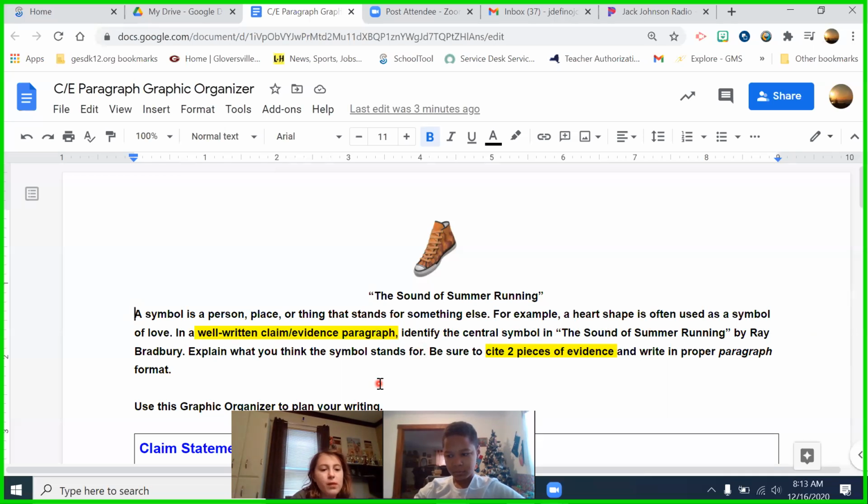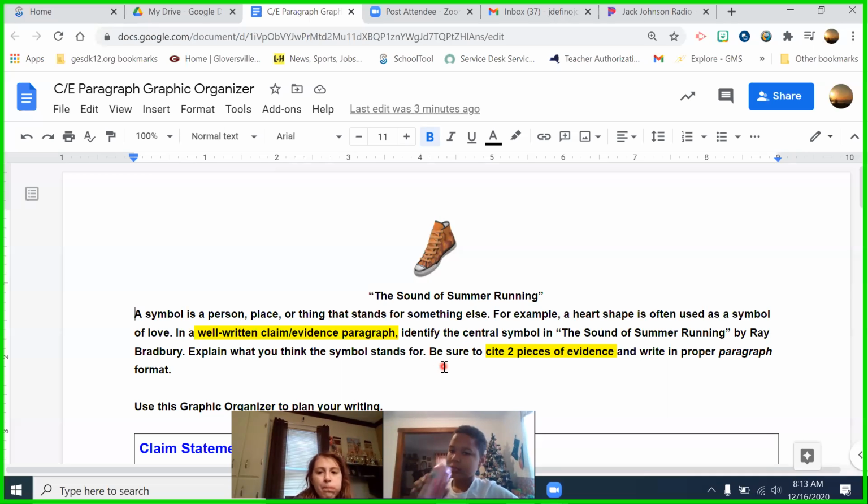What does that, why is that in my directions? I'm waiting for other people to catch on. Zion, why is this here? Identify the central symbol in The Sound of Summer Running by Ray Bradbury. Explain what you think the symbol stands for. Why is that in my directions?